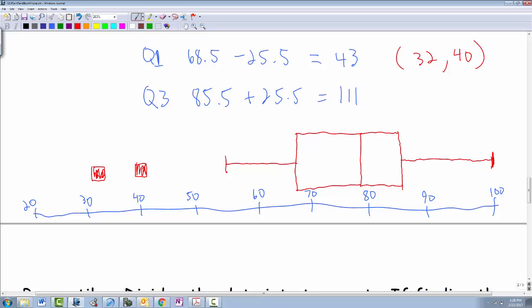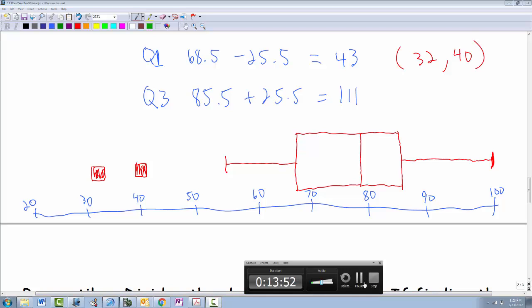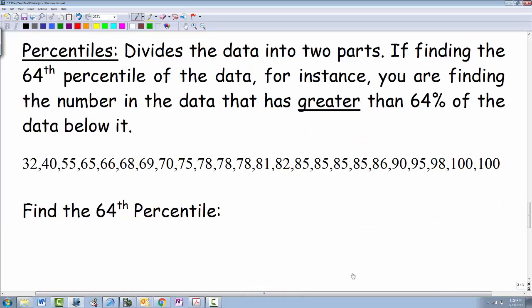They are actually outliers, which, if we made presumptions about the test being fair or not, you wouldn't count as part of the data. So, dividing data into two parts: if you are finding the 64th percentile of the data, for instance, you are finding the number in the data that has greater than 64% of the data below it. It's an important concept, but you also have to understand what I'm going to do here and why we're going to round up.